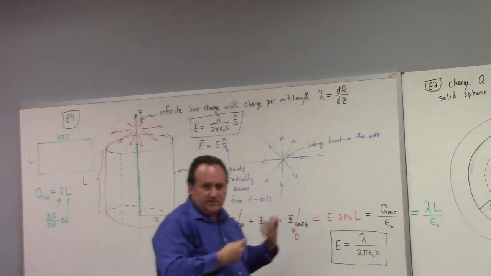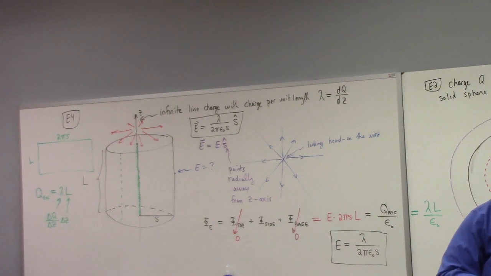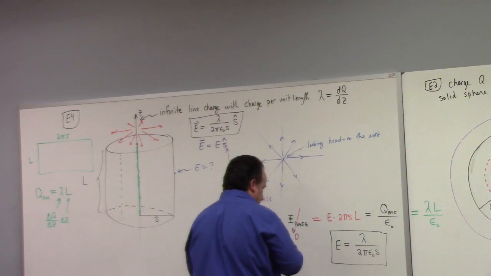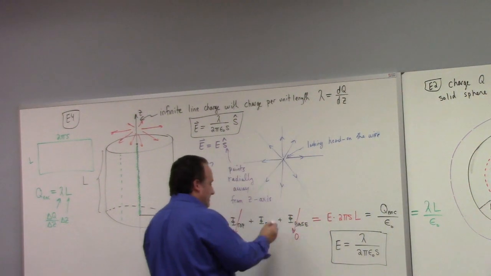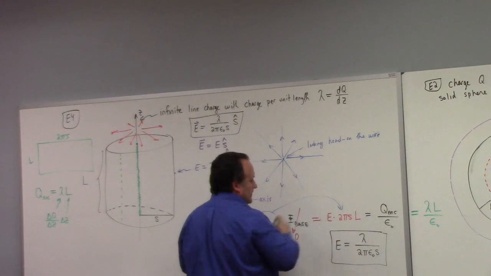So, any questions? Actually, yeah. Where did the E come from? Which E? The one times 2 pi s. This is the flux of the side.